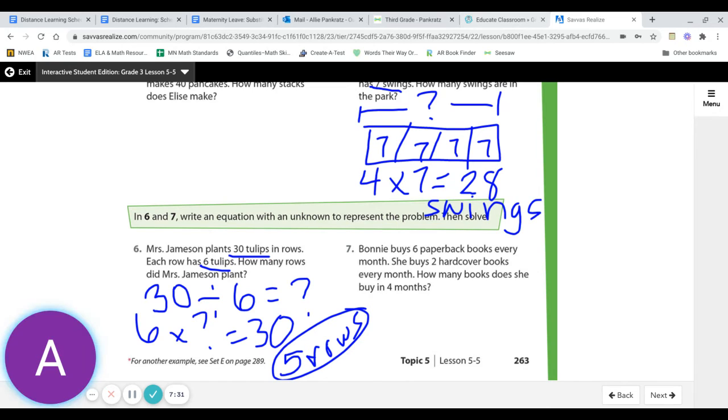rows. Number 7, Bonnie buys 6 paperback books every month. She buys 2 hardcover books every month. How many books does she buy in 4 months? So this one's kind of 2 parts. We know she buys 6 paperback and 2 hardcover, so she's actually buying 8 books each month total. So we know 8 per month times 4 months. 8 times 1 is 8, 8 times 2 is 16, 8 times 3 is 24, 8 times 4 is 32. So we know she's going to buy 32 books all together.